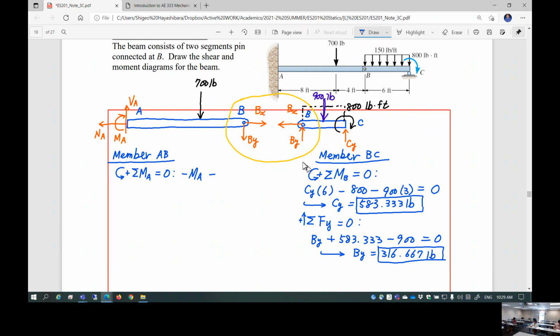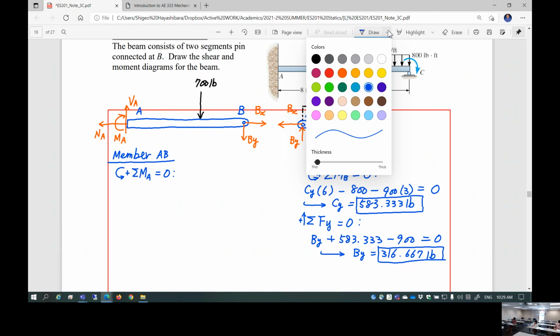Okay. Now Bx, I'm kind of careless because I don't need to know to draw shear and moment diagram anyways. So I'm going to kind of keep it like I'm not going to even, I don't need to know that for a moment. So let's just go back to member AB then, okay?